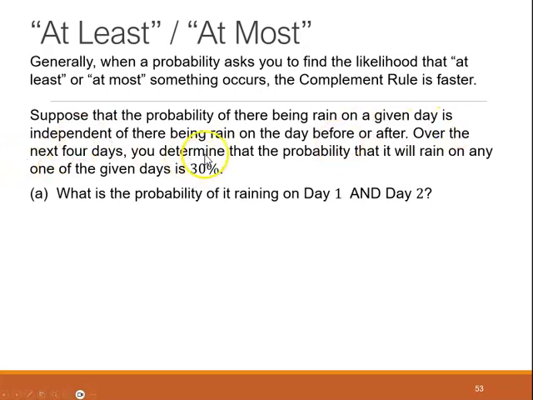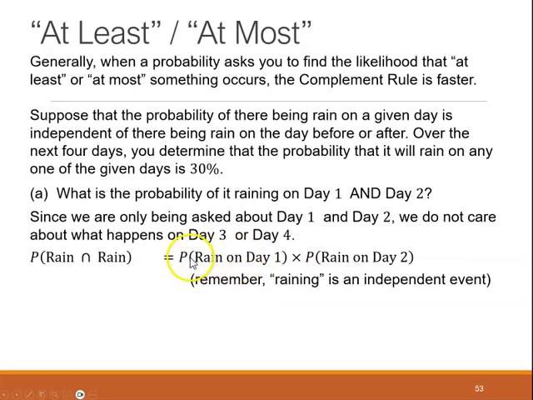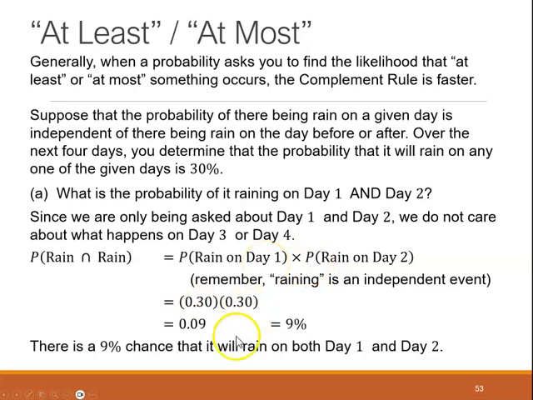Over the next 4 days, you would determine the probability that it will rain on any one of the given days is 30%. What's the probability of it raining on day 1 and day 2? So it's independent, right? We don't care about what happens on day 3 or 4. So it's just going to be the probability of rain on day 1 times the probability of rain on day 2. Because it's independent, I can just multiply those two probabilities together. Like about 9%.